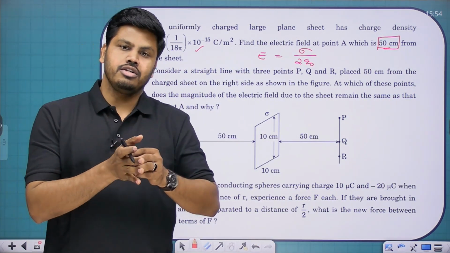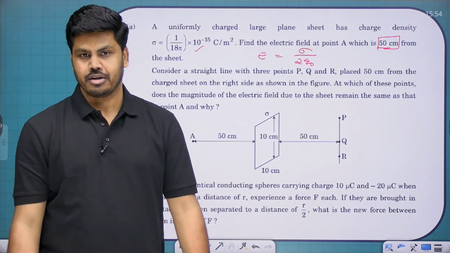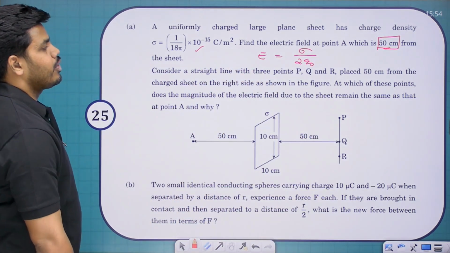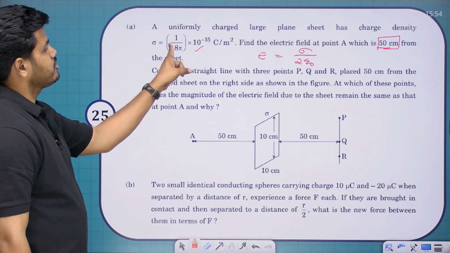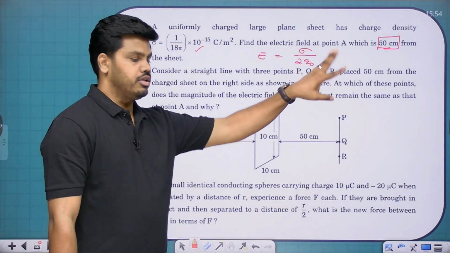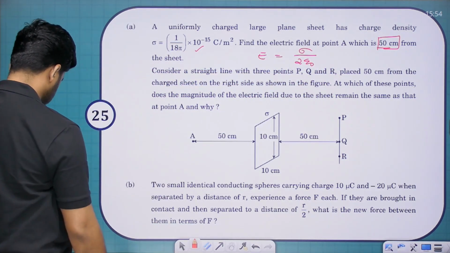Electric field due to a charged sheet is independent of the distance from the sheet, right? Yes. So E is equal to sigma by 2 epsilon 0. You are given sigma, substitute epsilon 0 there, and you will get the final answer. So let us just try that.